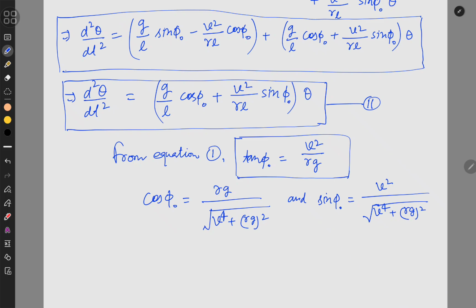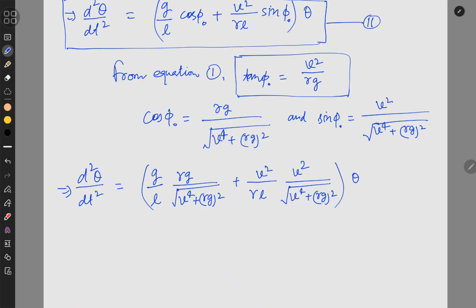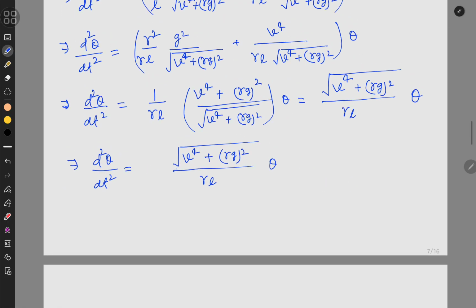Now we will substitute these two values, of course cosine of phi naught and sine of phi naught, into our equation 2, and then the result will be very much clear. So this is our equation that we have, and we will further simplify it, and then we will compare it with the equation of the SHM, because this is what we are going to get. So this will be my final equation for the oscillation of this pendulum.